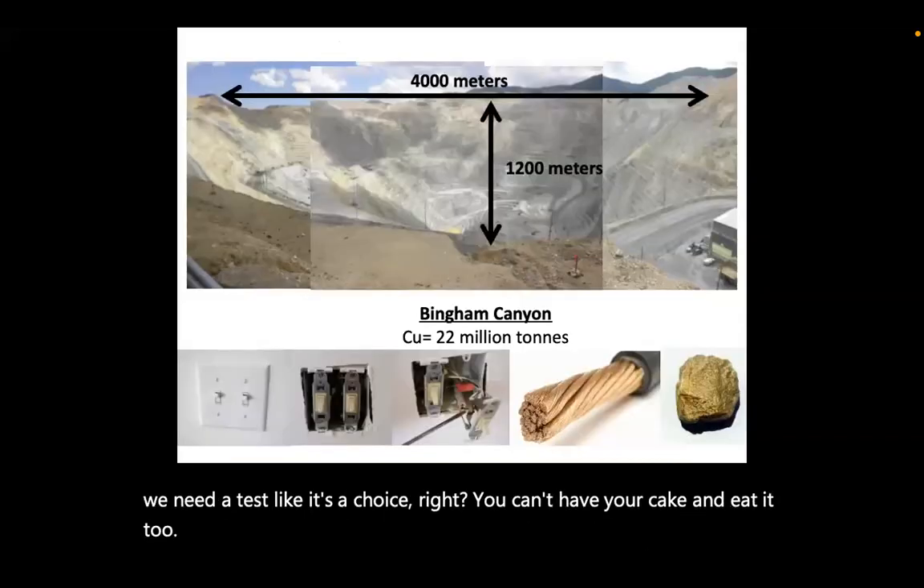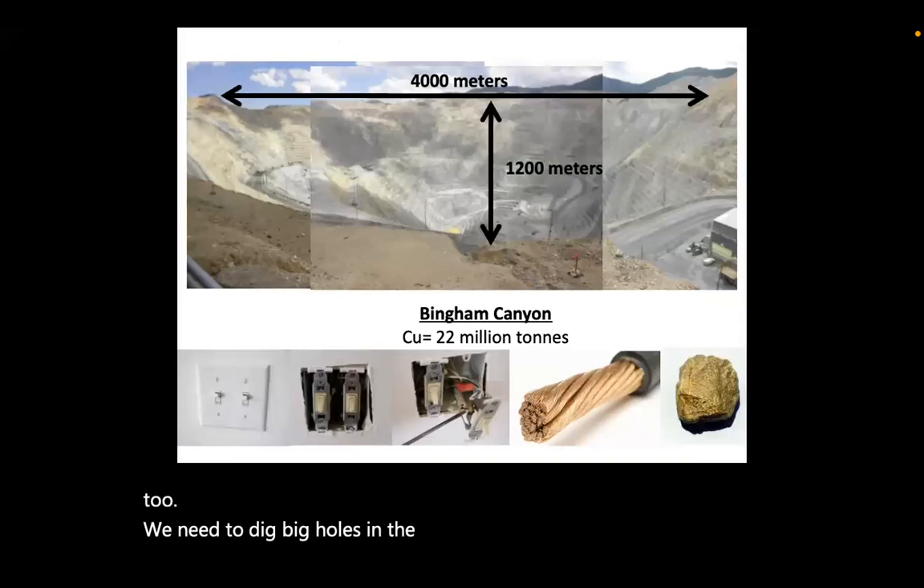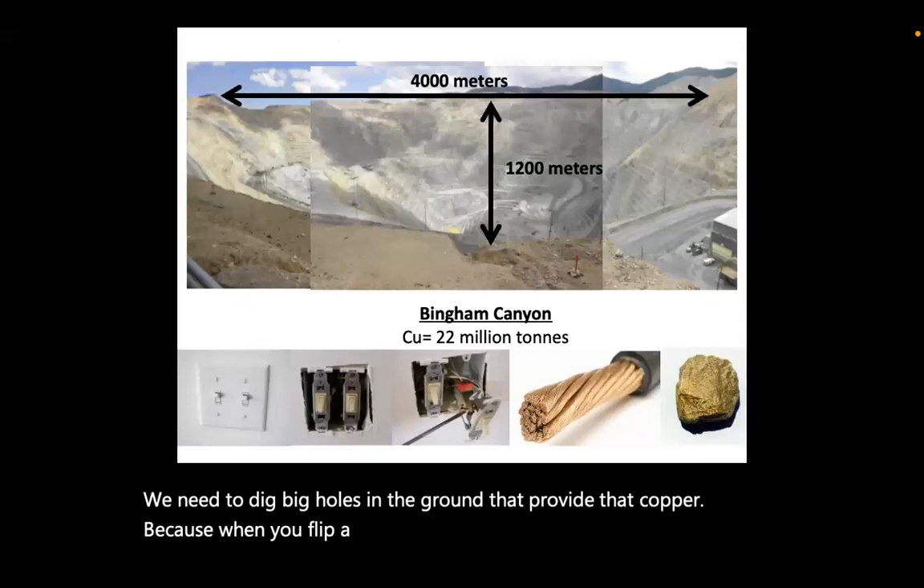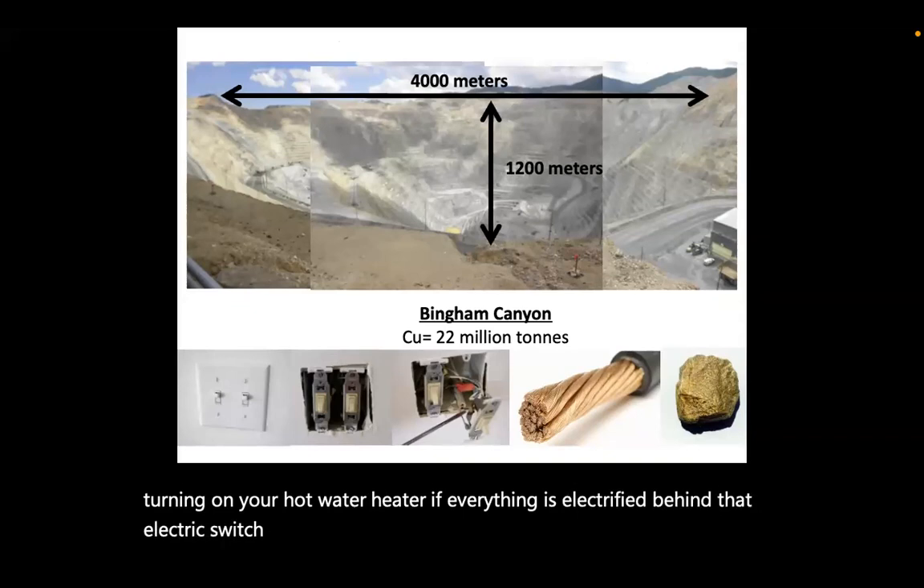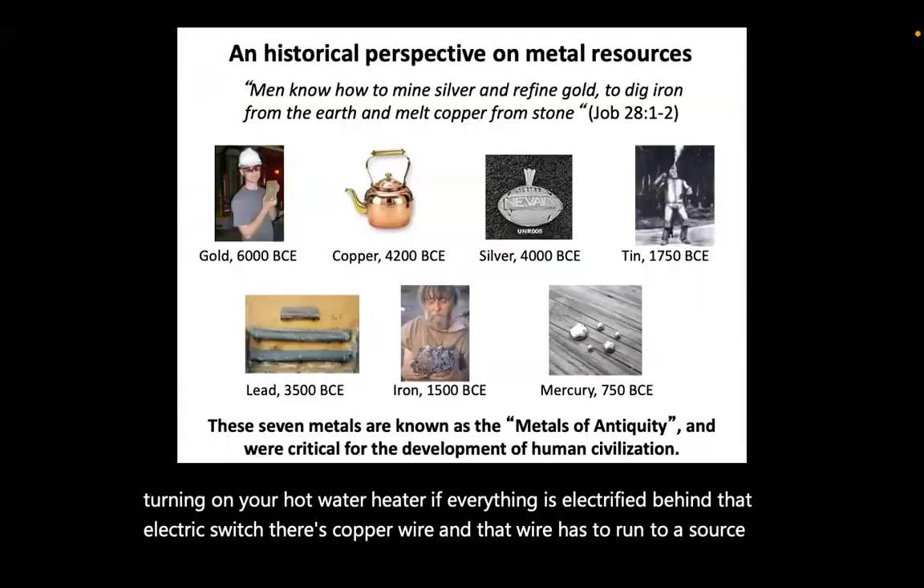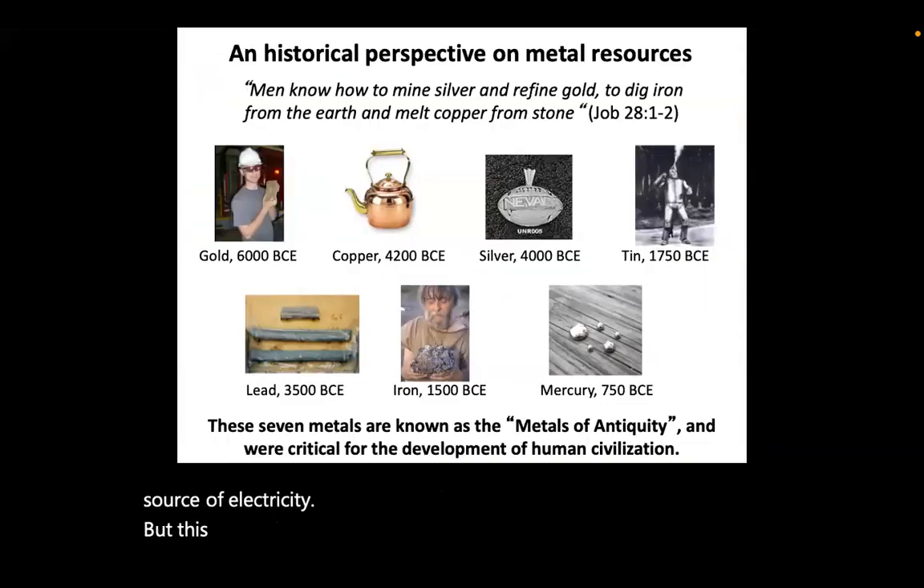We need to dig big holes in the ground that provide that copper. Because when you flip a switch, whether it's turning on a Tesla, whether it's turning on your hot water heater, if everything is electrified behind that electric switch, there's copper wire, and that wire has to run to a source of electricity. But this is nothing new for us. We've done it for thousands of years.